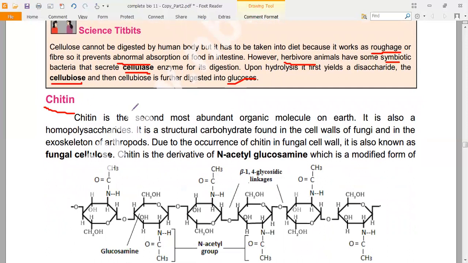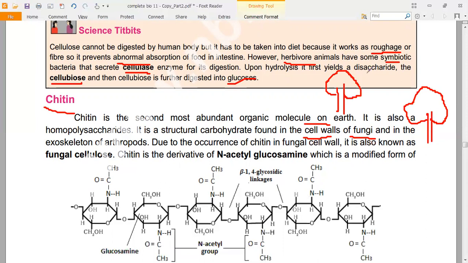Chitin is similar to glucose, and it is the second most abundant organic molecule on the earth, because it is present in the cell walls of fungi. We know fungi are microorganisms, that are unicellular but also multicellular as well. Like we have here a mushroom. So mushroom is also a fungus.